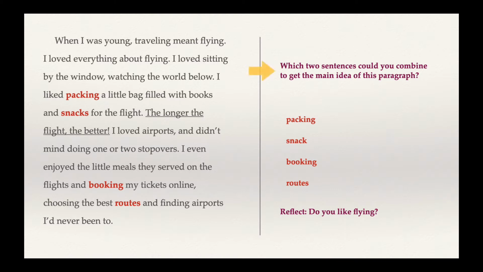At the end of this paragraph, pause to see which two sentences you could combine to get the main idea of this paragraph. I would combine this first and second sentence. When I was young, I loved everything about flying.